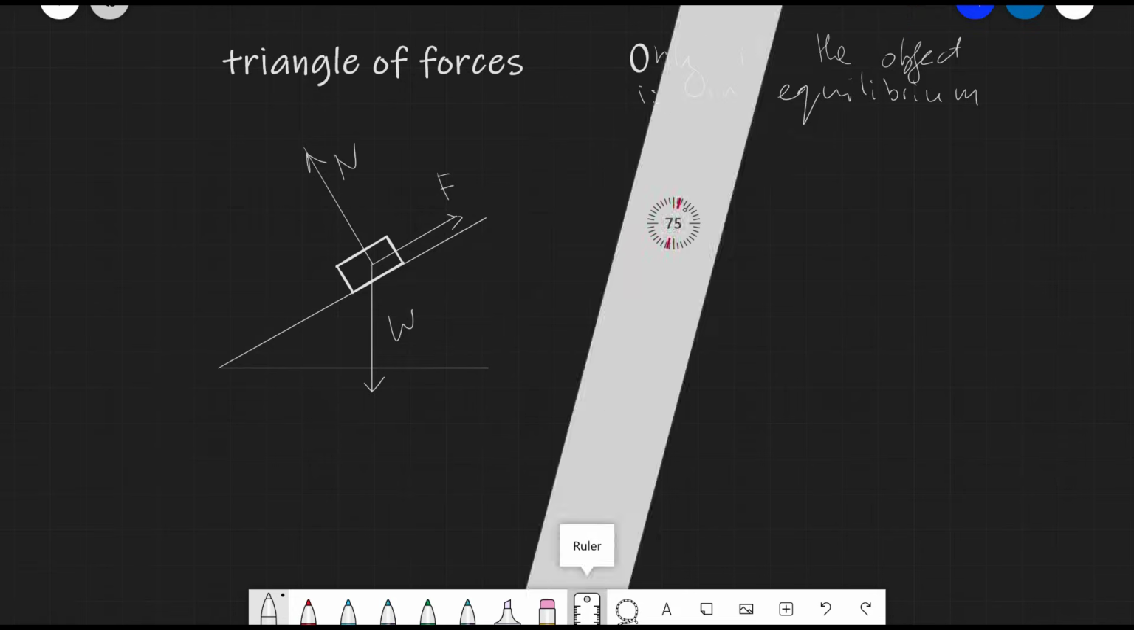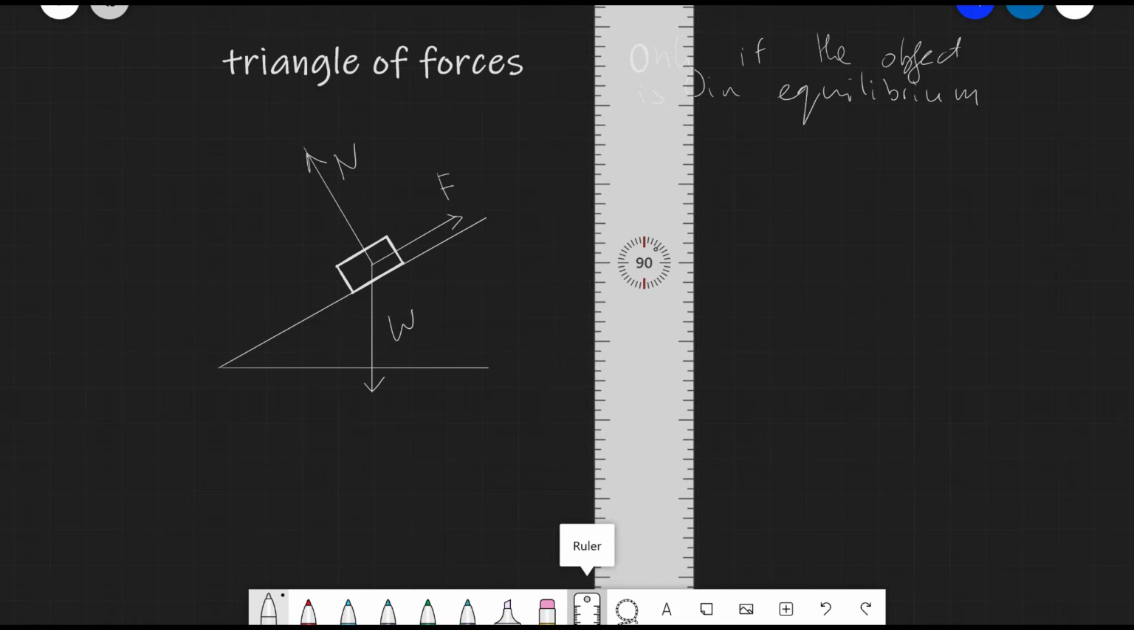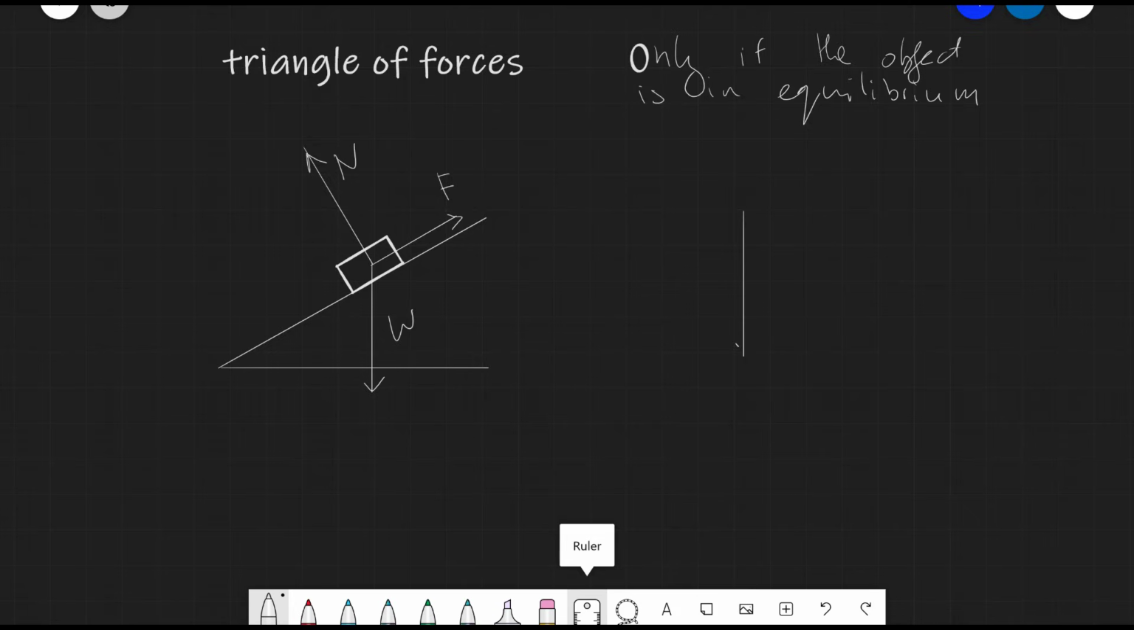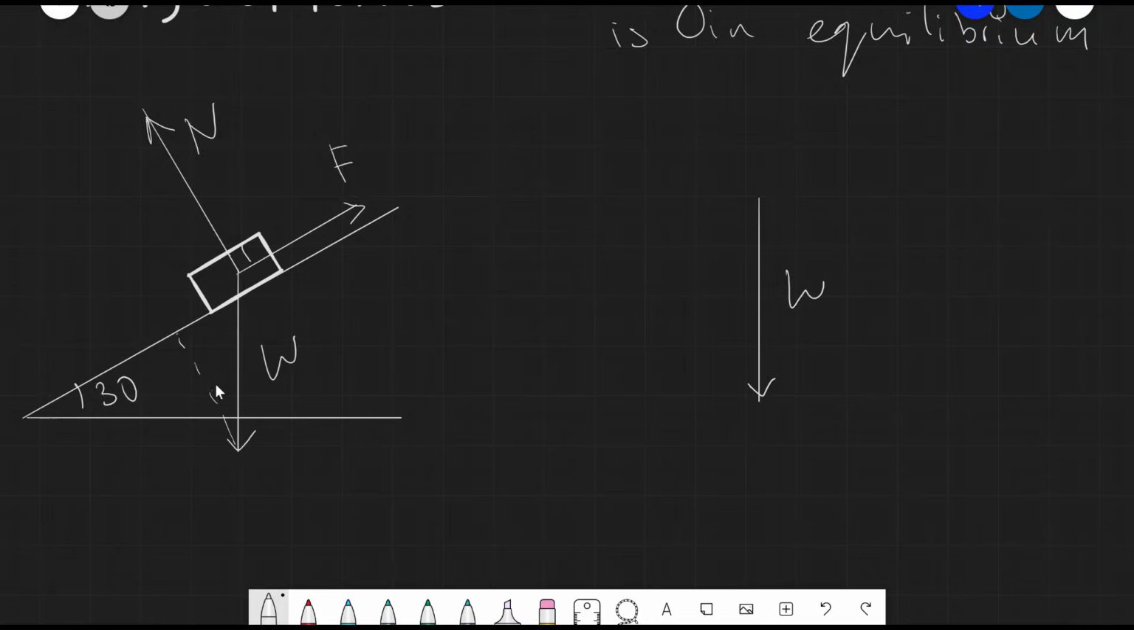Typically, I choose the weight, which is acting straight down, and I'm just going to draw my weight, which is acting like that. After that, I'm going to draw the normal reaction, which is going to be acting a little bit to the left. In fact, because this forms a 90 degrees triangle with this surface, let's say that this here is at 30 degrees. If that's the case, well, the angle between the weight and the normal reaction will also be 30 degrees.